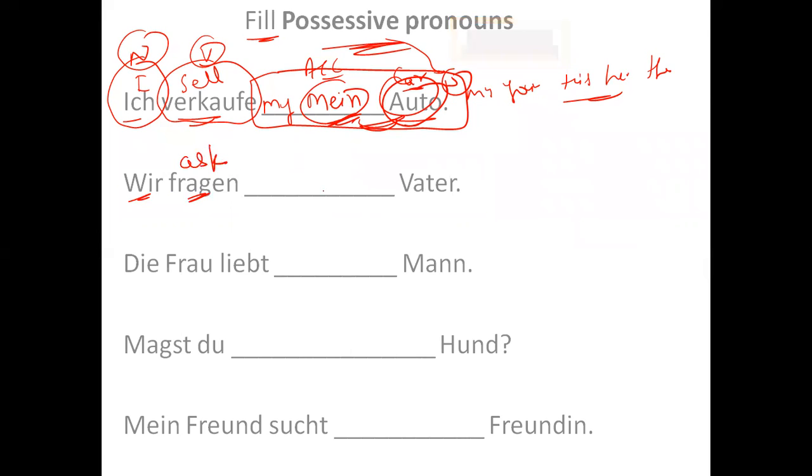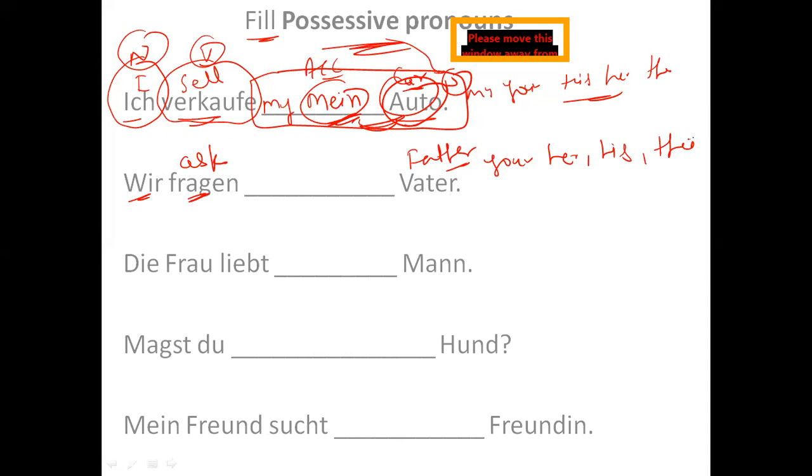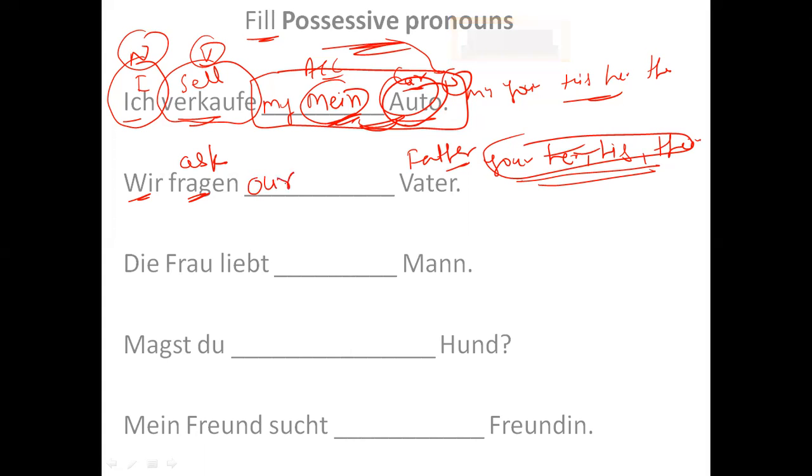Here it says wir fragen. We will ask Vater, father. Now in English it can be, in German also it can be, we will ask your father. We will ask her father. We will ask his father. We will ask their father. But what is the appropriate one? Right? I'm not saying these are wrong. It can be correct, but we need to choose the appropriate one. Hence, it would be we will ask our father.